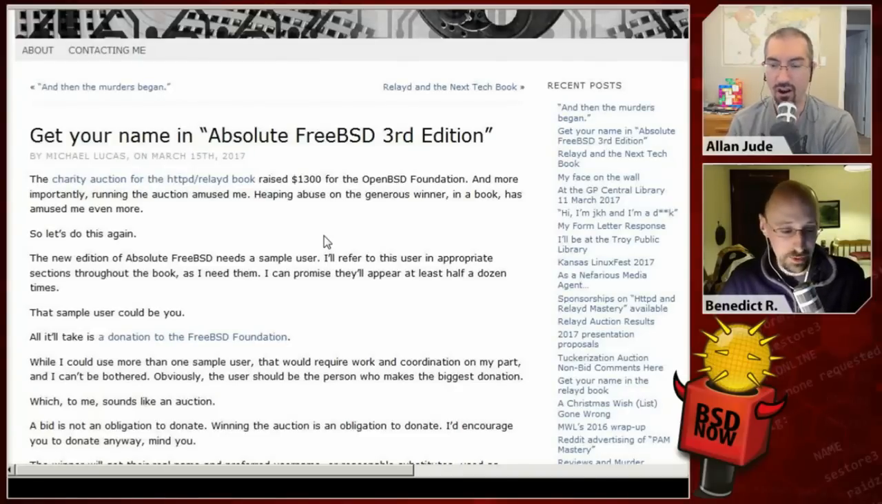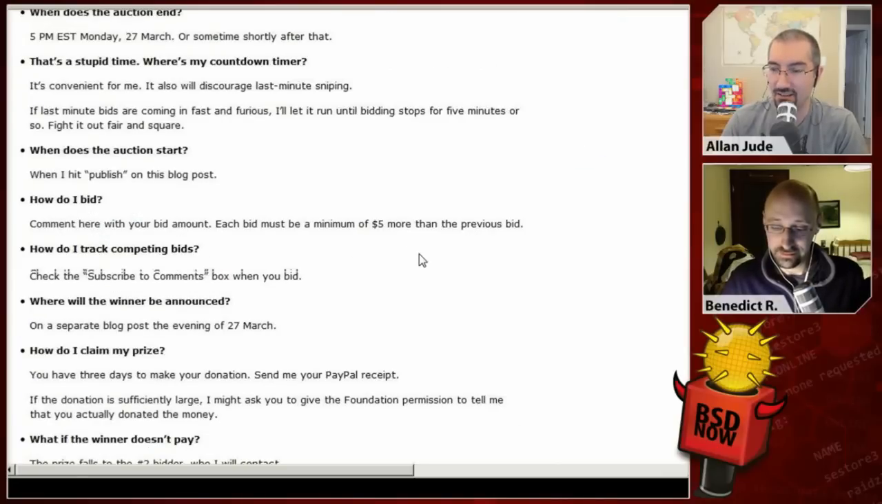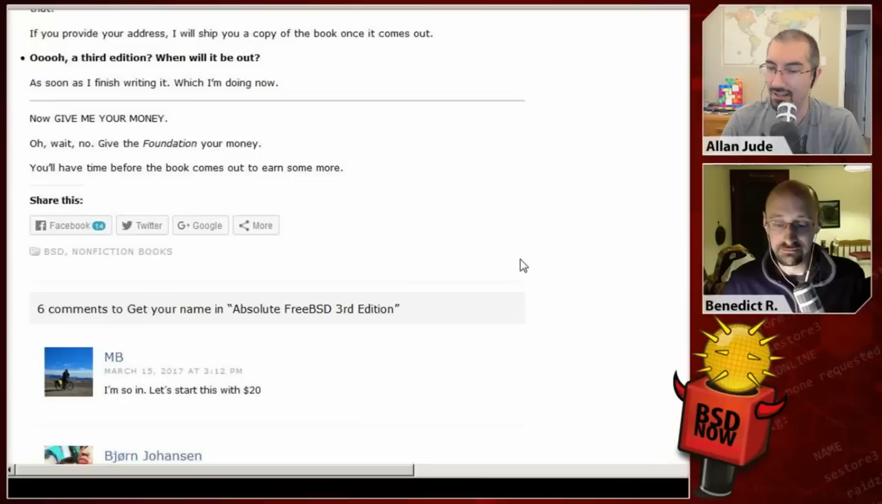What he does is he's running a charity auction benefiting the FreeBSD Foundation, so thanks for that. If you want to get your name into the third edition, you start bidding. Because of the way Michael Lucas writes his books, it's basically a story where you're following a user through having to do all these things. The auction is for your name to be the person who's being picked on throughout the book.